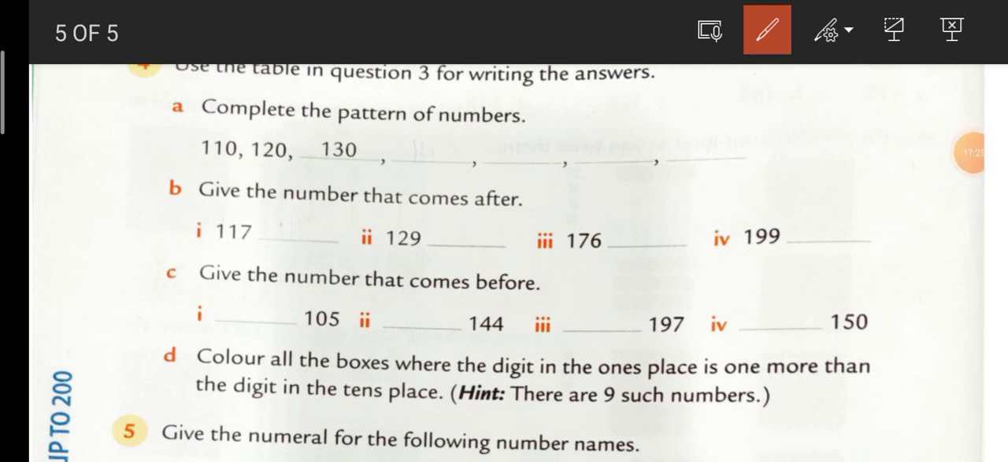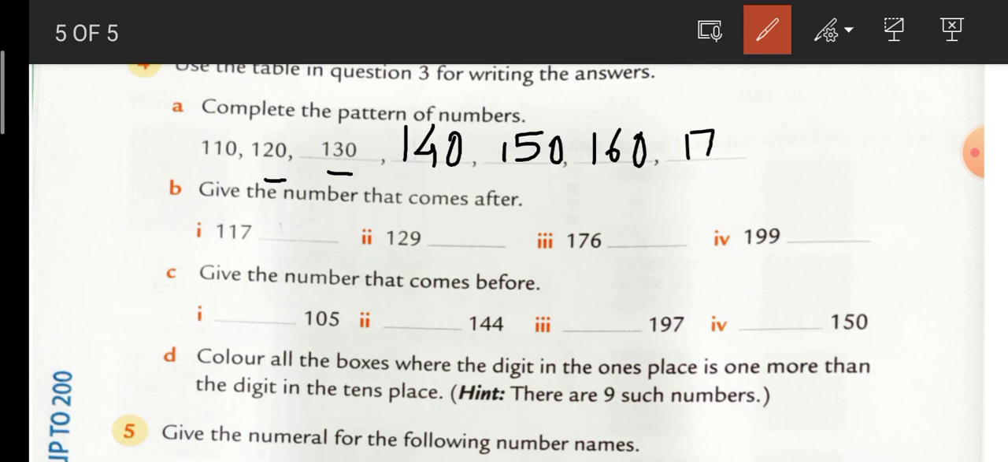Now here it says use the table in question 3 for writing these answers. Okay, now complete the pattern. Now what we have to do is, you can see the above table and do it, or else we should try to understand the pattern also, like 110, 120, 130. Now it is increasing by 10 if you see. Okay, so 140, then comes 150, then 160, then 170.